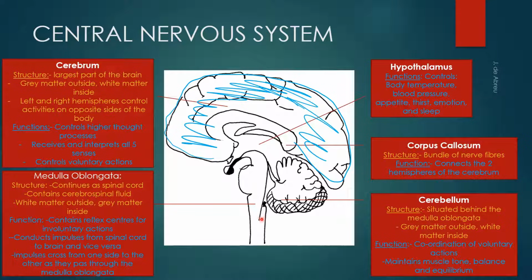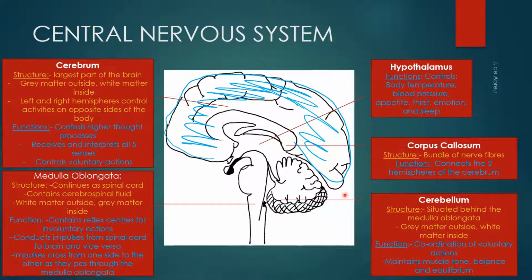And then the functions of the central nervous system. So it controls higher thought processes. It receives and interprets all 5 senses, so sight, hearing, touch, taste, and scent. So the cerebrum receives and interprets all those senses, and it also controls voluntary actions.